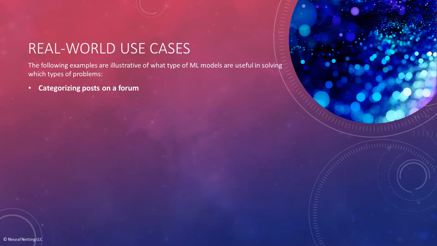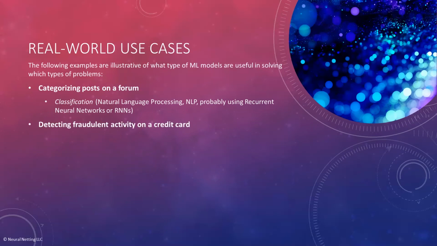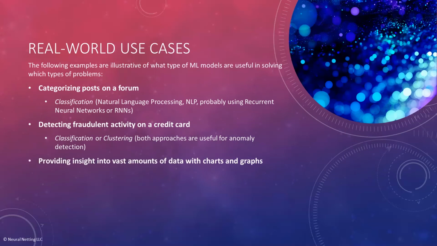Categorizing posts on a forum. Probably classification, natural language processing, NLP, probably using recurrent neural networks or RNNs. Detecting fraudulent activity on a credit card. This could be classification or clustering. Both approaches are useful for anomaly detection. Providing insight into vast amounts of data with charts and graphs. Great fit for dimensionality reduction.